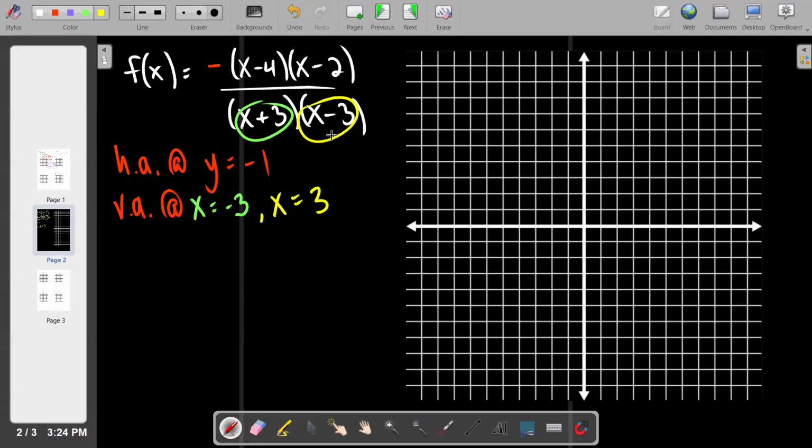So this is where I like to say, okay, I've got 3 things off my to-do list. I've got my verticals, my horizontals, my holes. This is where I like to make a graph, or the skeletal structure of the graph. So I'm going to climb in here. I'm going to make a horizontal asymptote at y equals -1, like this. And I'm going to make 2 vertical asymptotes, one at -3 and one at +3.